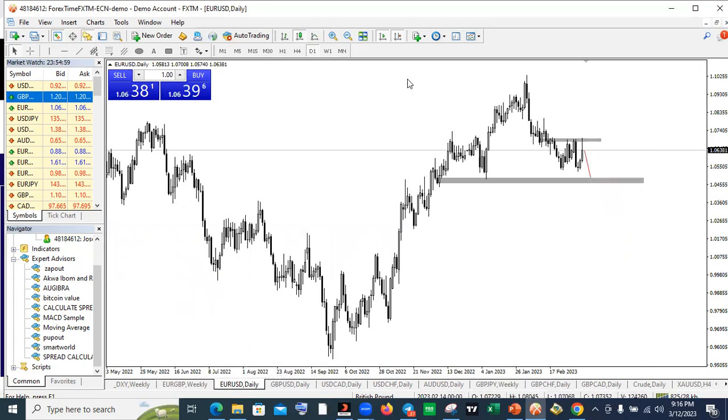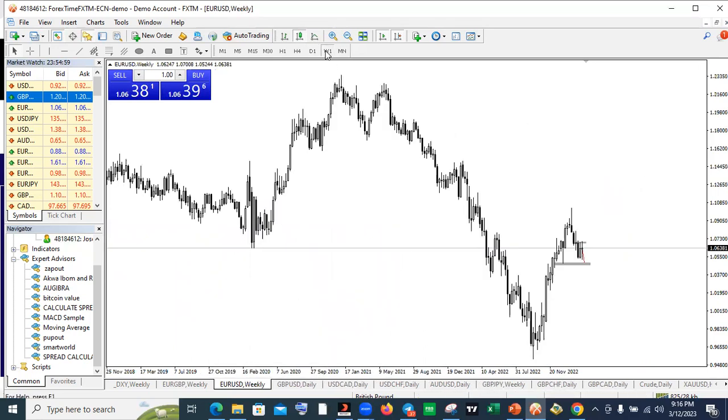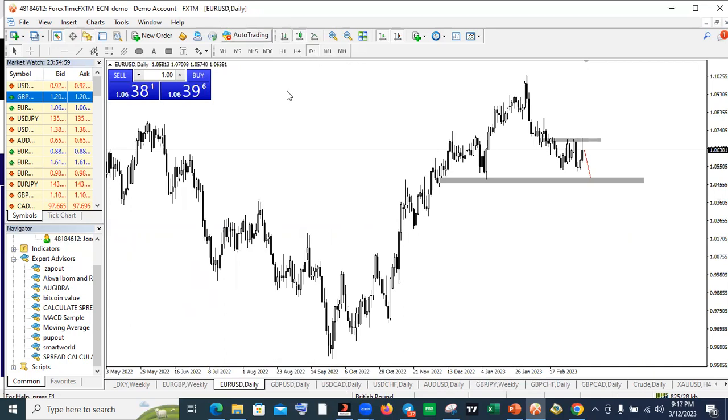Now, what we should be looking at is what happened last week. Last week, what really happened on Euro USD? Euro USD was rejected at a very strong support level. So we should be expecting a buy this coming week, or if you go to the daily time frame, this is what you should be looking out for.